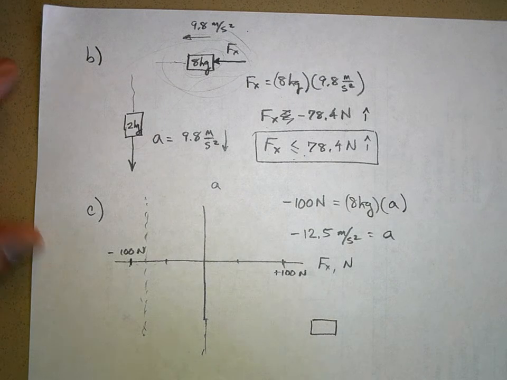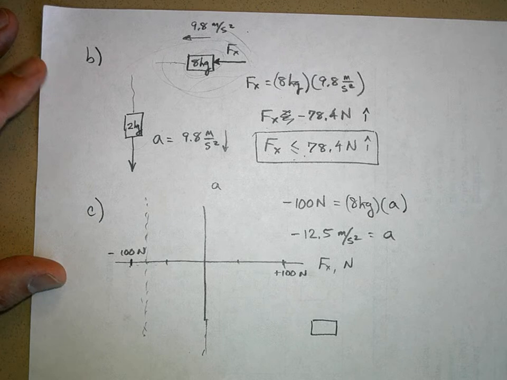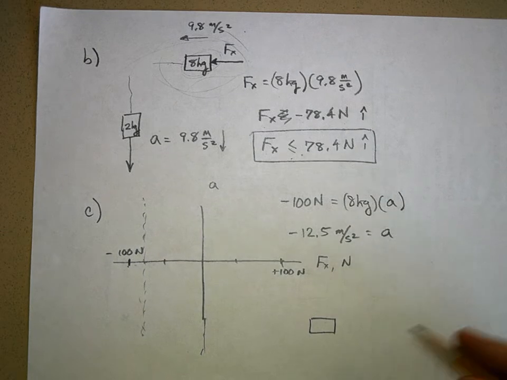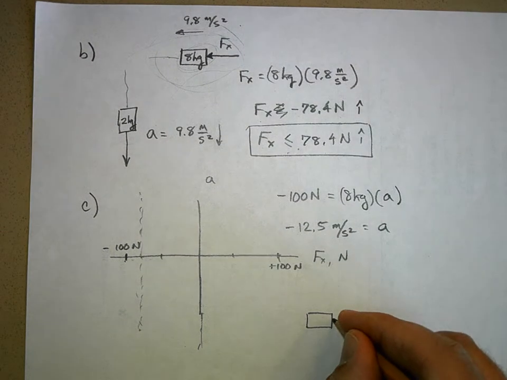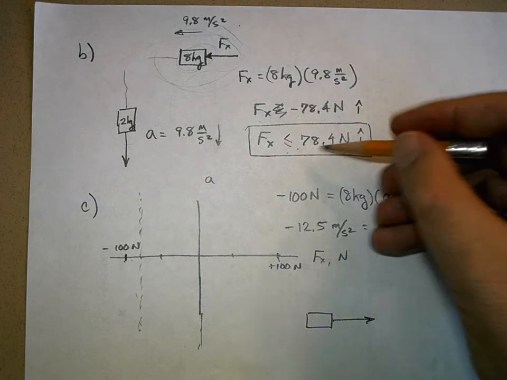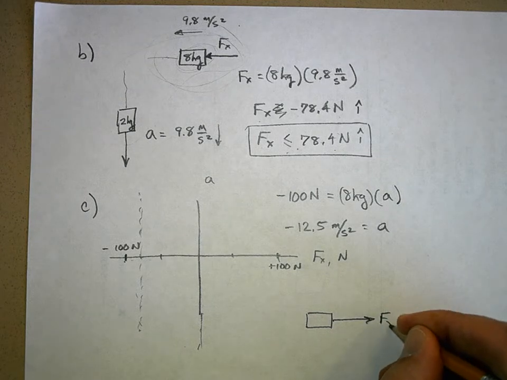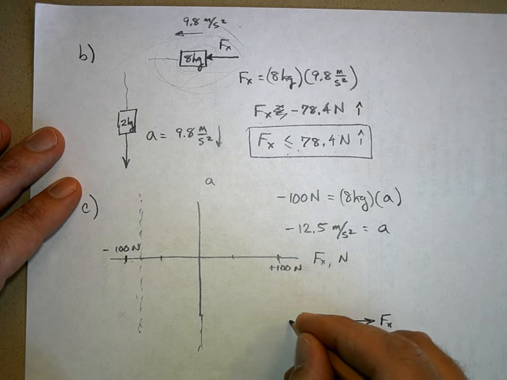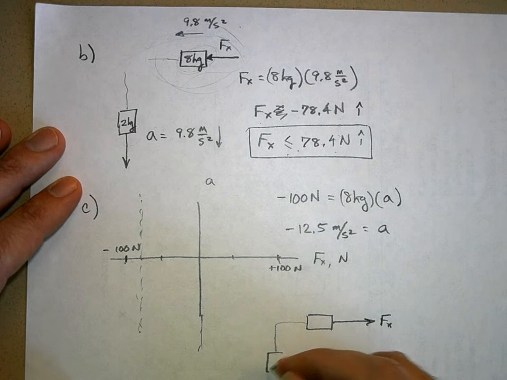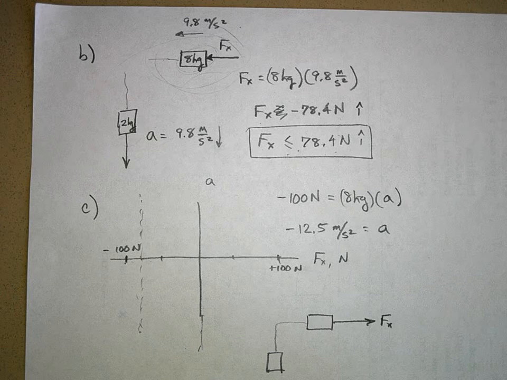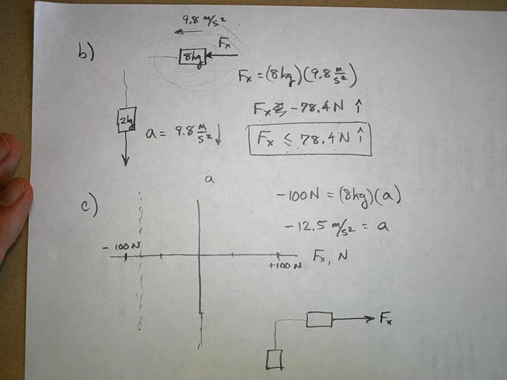Whenever my force is greater than this, I'm going to have tension. See, when the force is greater than negative 78.4 newtons. So here's F sub x. Now there's a tension force, but this tension force is connected to this 2 kilogram mass. Now I'm going to do a trick here. I do a whole video on this trick, but I'm going to apply it here. It's called straightening out the free body diagram.